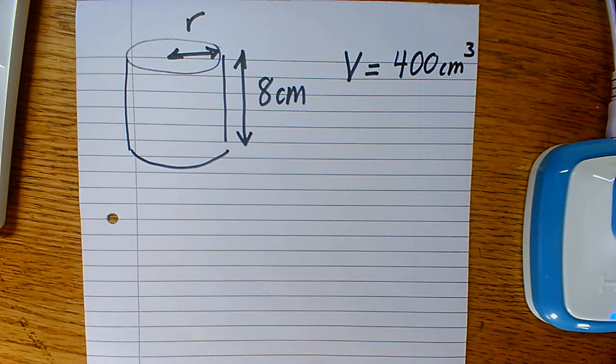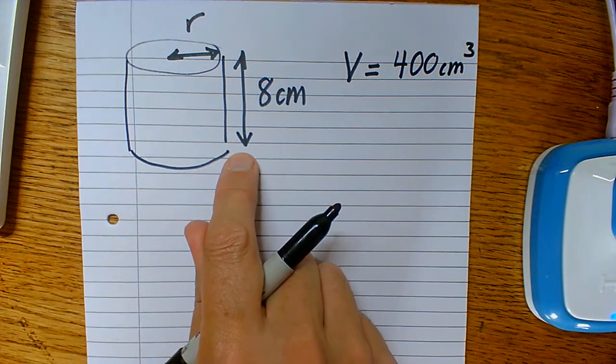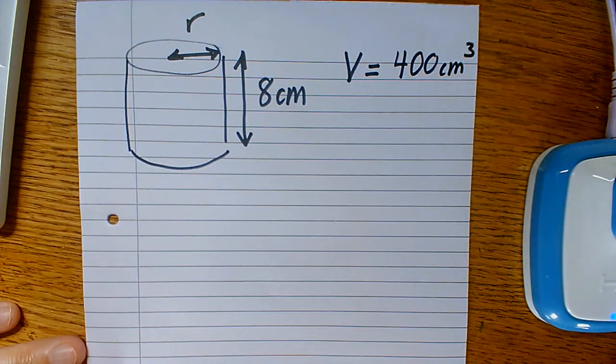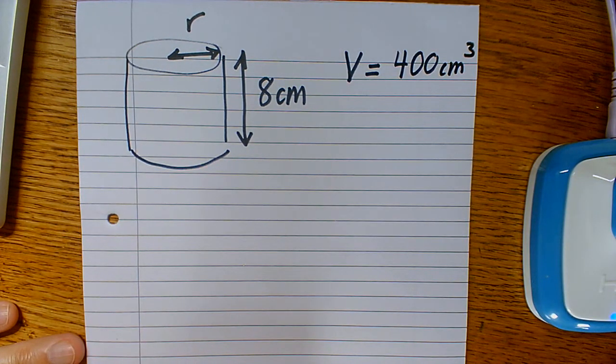Hello again, folks. Looking at this question, we've got a cylinder here. We've told you what the height is. We've told you what the volume is, but we want you to work out what the radius is. So, we follow the procedure we established earlier.